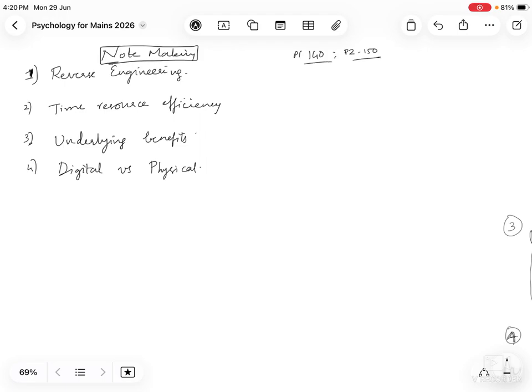So today I'm going to discuss note making specific to psychology, and you can generalize it to the other GS subjects as well, and other humanity non-technical optionals as well. Some people have reached out to me with certain concerns about note making, so I have made them concise under these headings. तो generally इन topics के बारे में questions पूछे गए थे about note making.